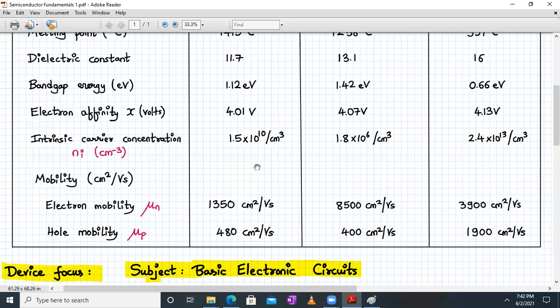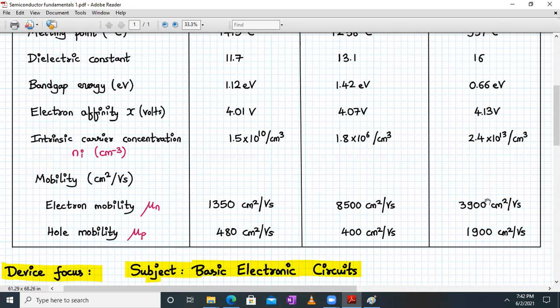Next is the mobility. Its unit is centimeter square upon volt second. For electrons and holes, the mobility is different. The electron mobility is denoted by mu n, and the hole mobility by mu p. As you can see, the electron mobility is higher compared to the hole mobility, almost 2.5 times higher. If you want the exact number, you divide 1350 by 480, and that will give you how many times the mobility is higher for electrons.